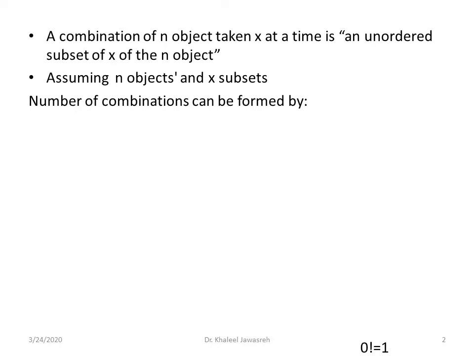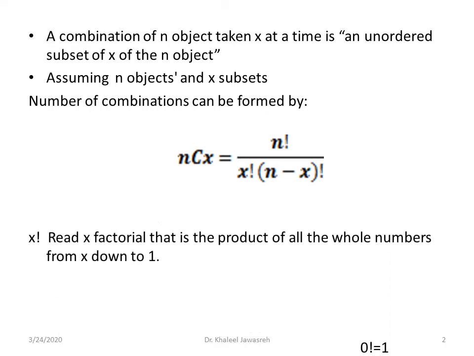Now, the number of combinations can be formed by this equation. As you see, we have nCx. It can be termed as n combination x, equal to n factorial over x factorial times (n minus x) factorial. Here x factorial is the product of all the whole numbers from x down to 1. We do need to understand this.